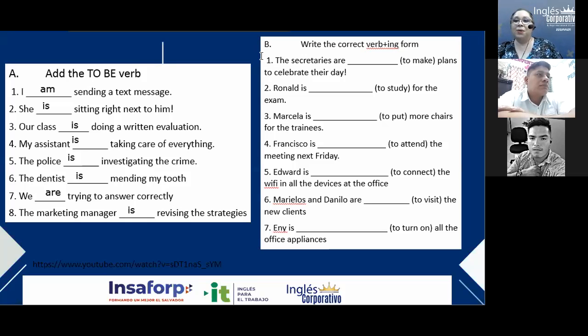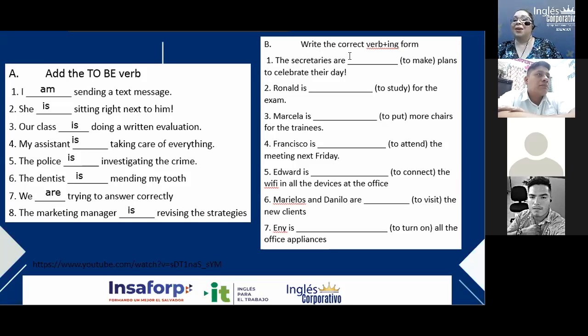The secretaries are making. Making. Okay. Making. You see? Making. Quitamos la letra E y le ponemos ing. Okay. We drop letter E and add ing. Making plans to celebrate their day. Okay. Number two.